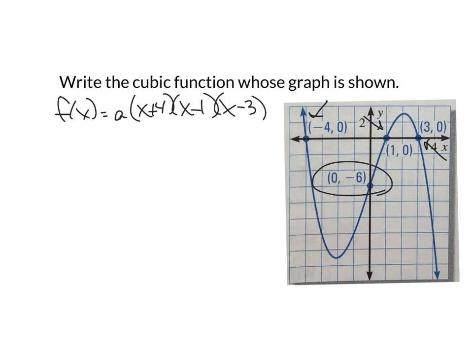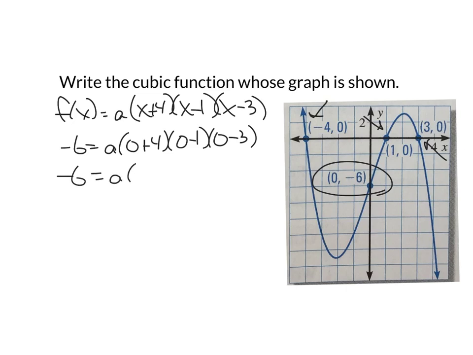So what I'm going to do is put a -6 in for the y, and everywhere there's an x, I'm going to put a 0. So I get 0 plus 4, 0 minus 1, 0 minus 3. So I get a, and over here, when I multiply that out, that's 4 times -1 times -3, which would be 12. If I divide by 12, I get a is -6/12, which is really -1/2. So to write my function, I'm just going to put that a, -1/2, right there.